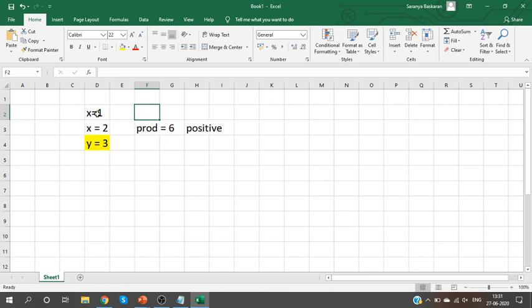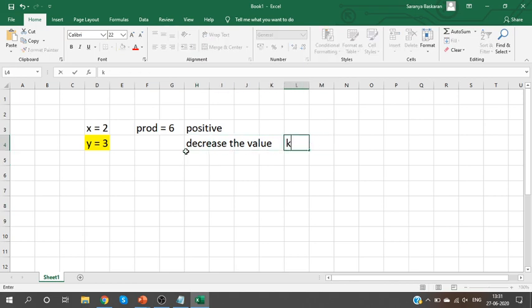Even if I had 1 here, my product will become 3. Yes, instead of 2, even if I had a lesser positive value, the product will reduce, which means the value should be decreased. If both are positive, decrease the value. Okay, decrease it how many times? Here in this problem, k is equal to 5, so you can decrease it 5 times.